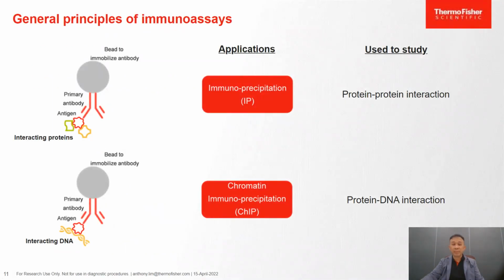Shown here are some of the common applications that are used, which include, firstly, immunoprecipitation, or IP for short. This is a technique whereby small-scale affinity purification of the antigen is done using a specific antibody that is immobilized onto a solid support, such as a magnetic particle or an agarose resin. It is used to study both protein-protein interaction as well as protein-DNA interaction.